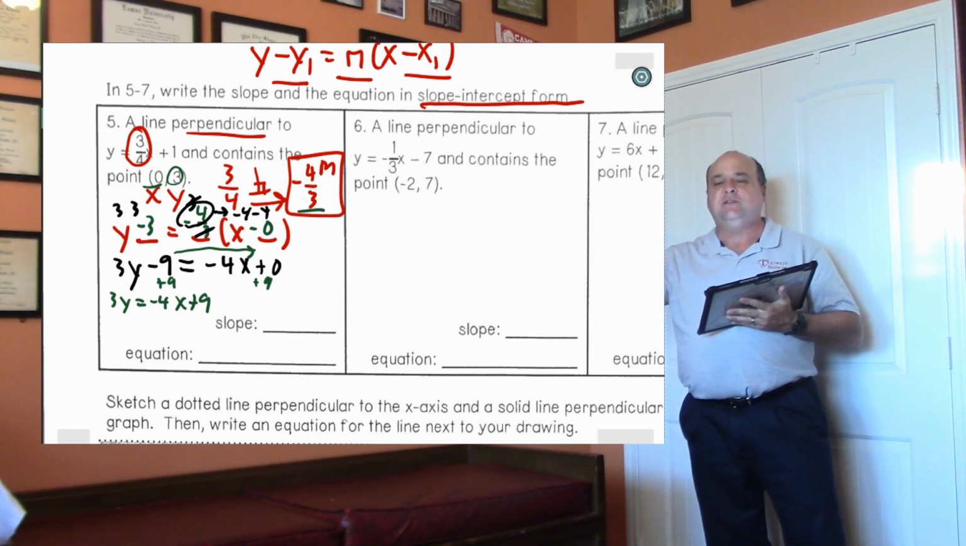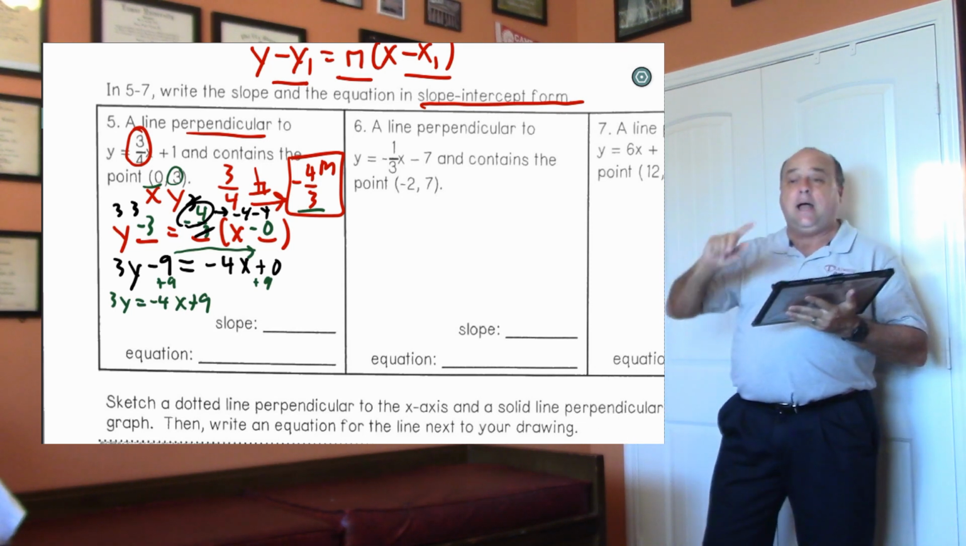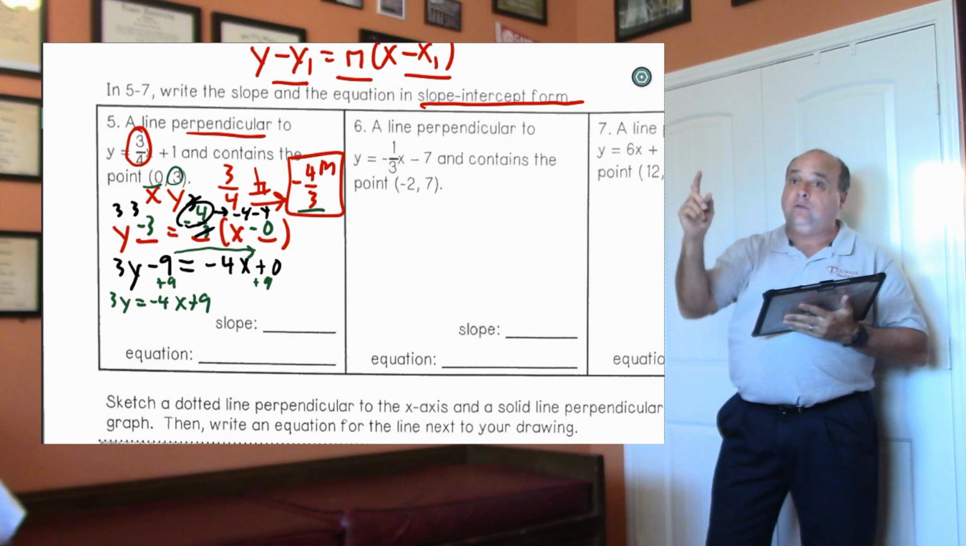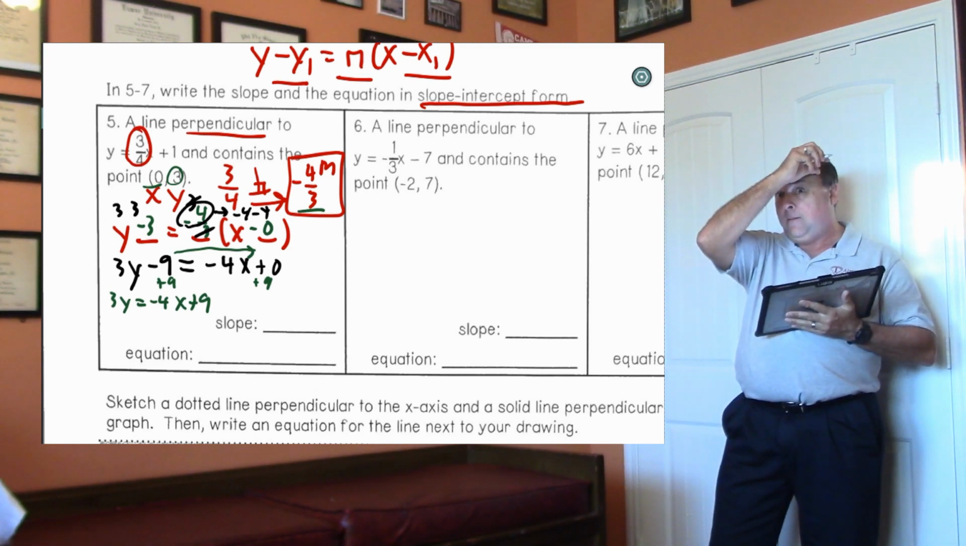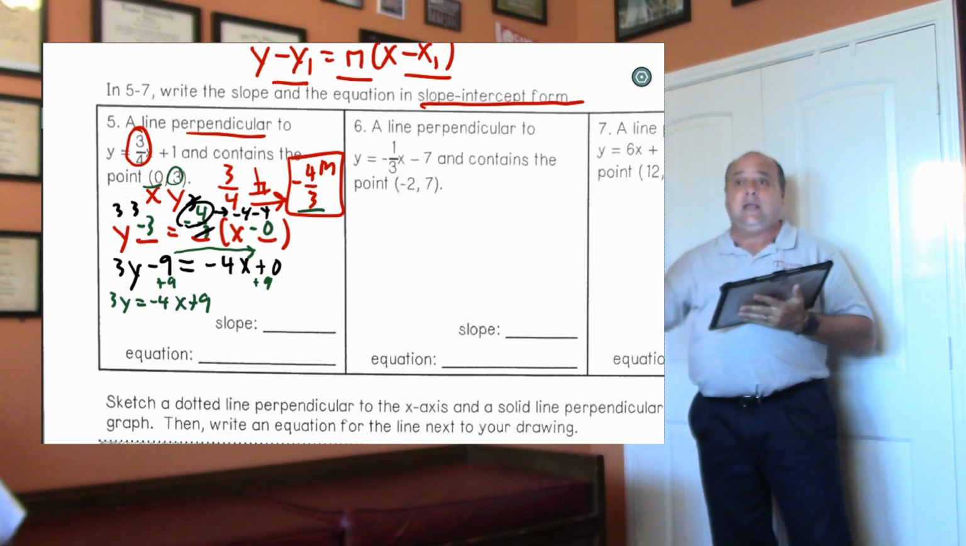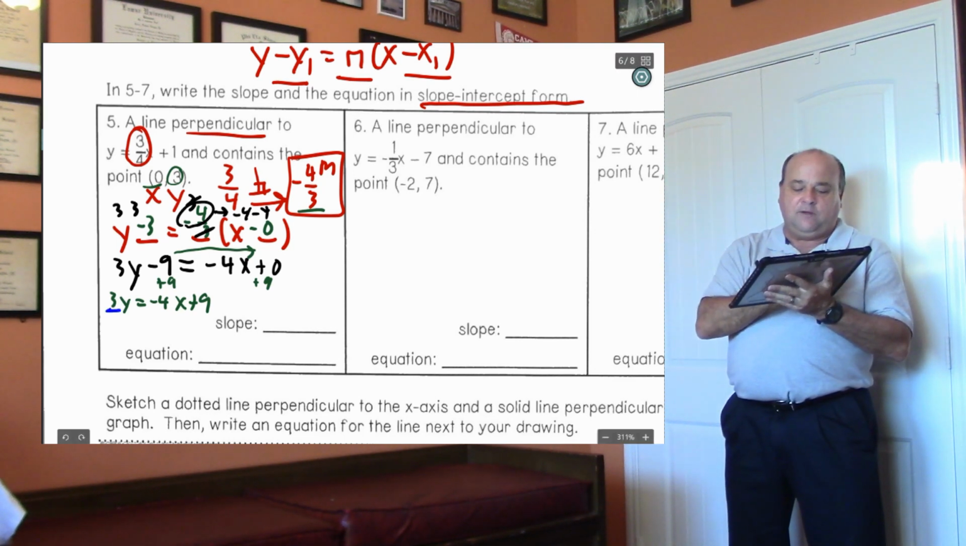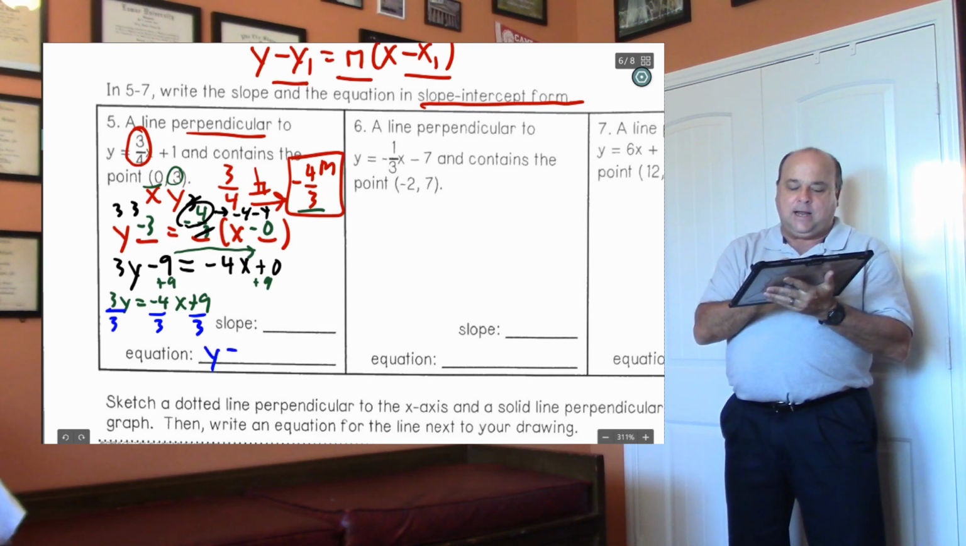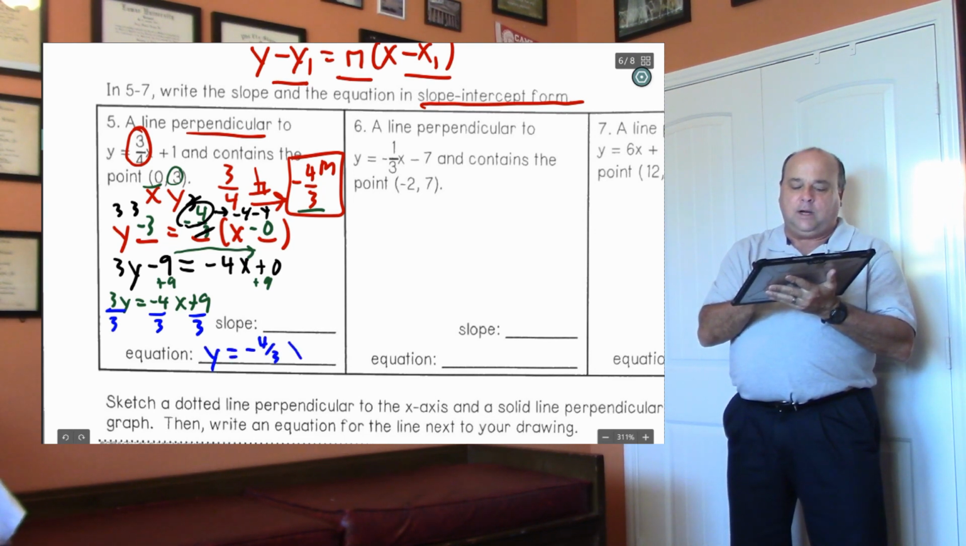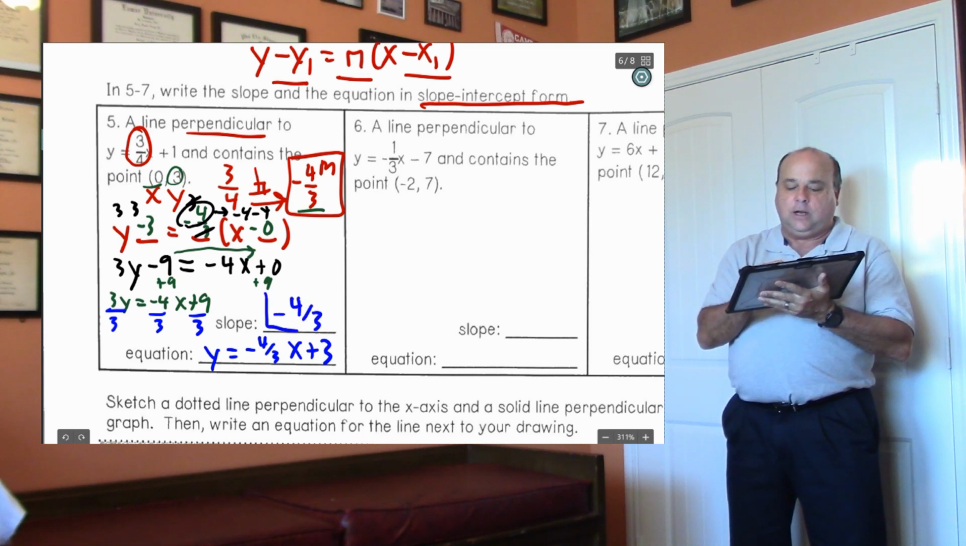And my last step, since I want slope-intercept form, I'm going to divide by 3. If I want standard, I'm going to move the 4x, aren't I? So when you get to here, you can make either standard or y-intercept. We want slope-intercept. So we're going to divide every term by 3. And that's going to give us y equals negative 4 over 3x plus 3. And our new slope is negative 4 over 3.